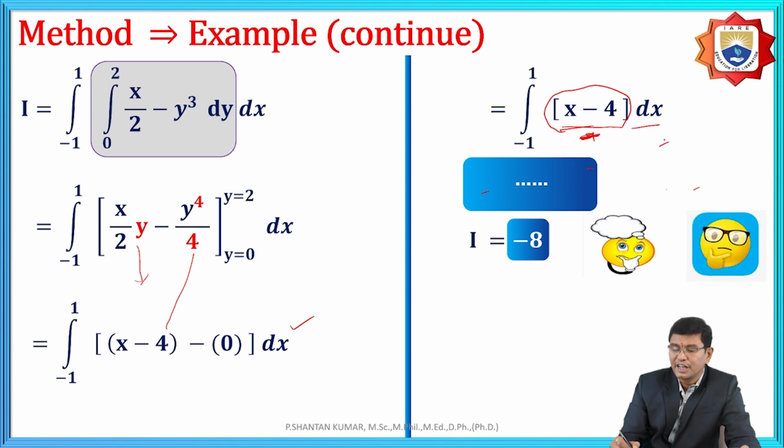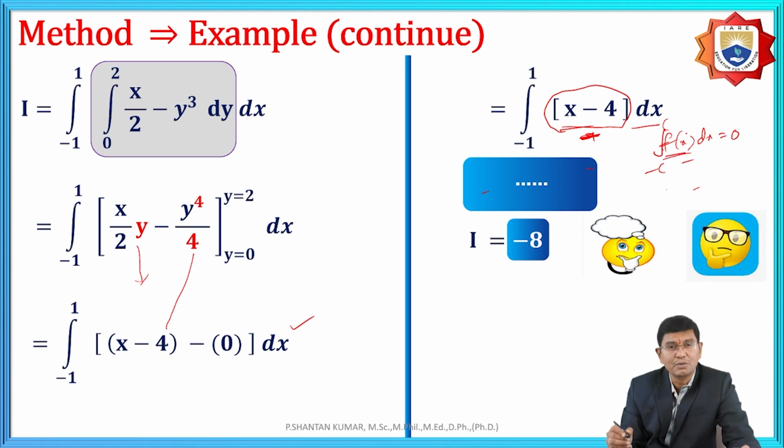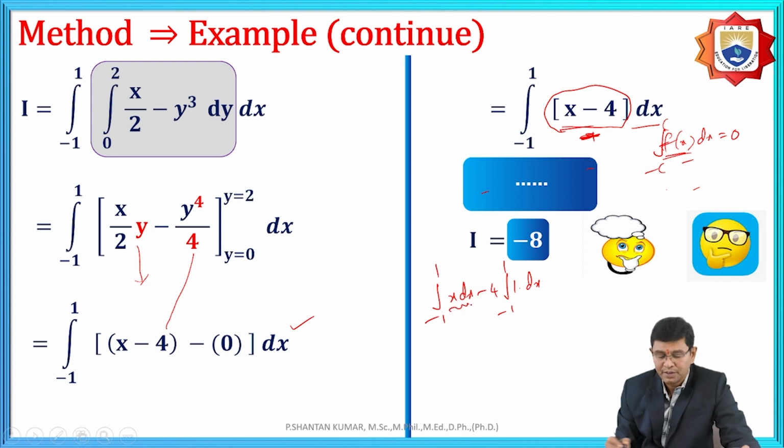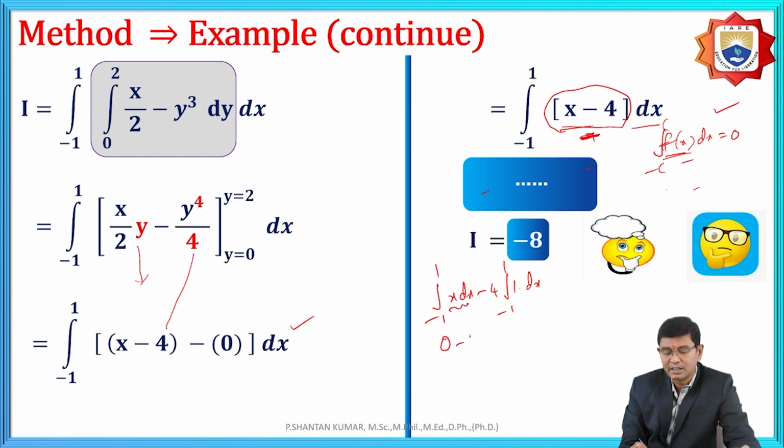Based upon the property, the integration from minus c to c of f of x dx is 0 whenever the function is odd. And again, while we observe, one of the conditions is integration from minus 1 to 1 of x dx minus 4 into the integration from minus 1 to 1 of dx. Here the first term is an odd function, and by using the property the value will be 0. And minus 4 into, here the function is even, so it is 2 into integration of 0 to 1 of dx, and here 4 into 2 is minus 8.